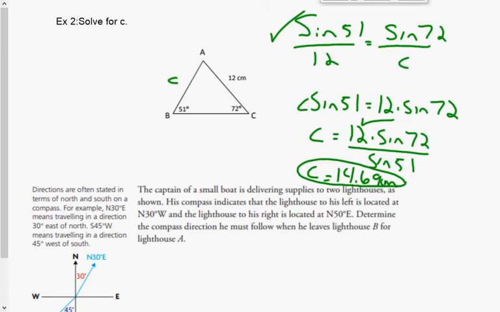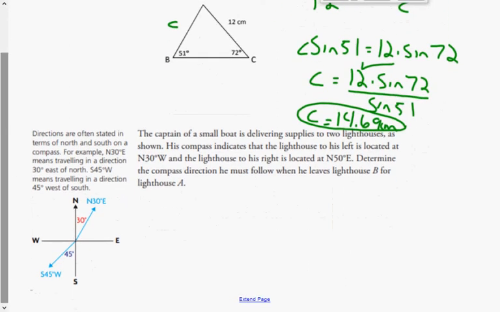All right, let's move on now to example 3. This one is a little bit trickier because now we're getting into direction. Before I start the example, directions are often stated in terms of north and south. So if you're ever given something like north 30 degrees east or south 45 degrees west, what that looks like is you always measure, never eat shredded wheat. You always measure north up top, south down below, then east is on your right, west is on your left.